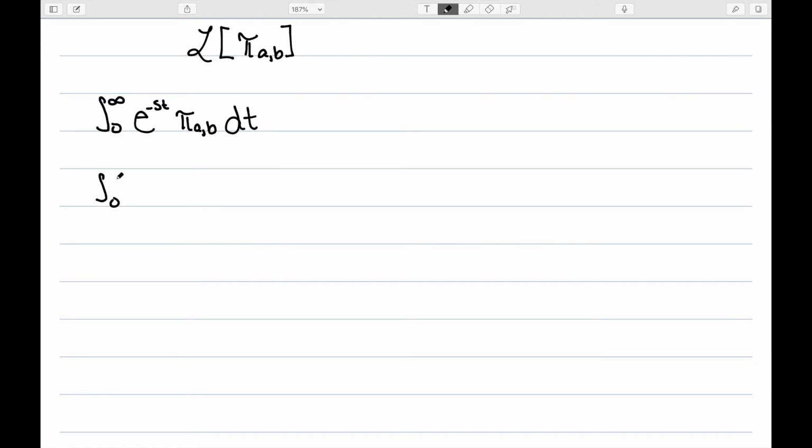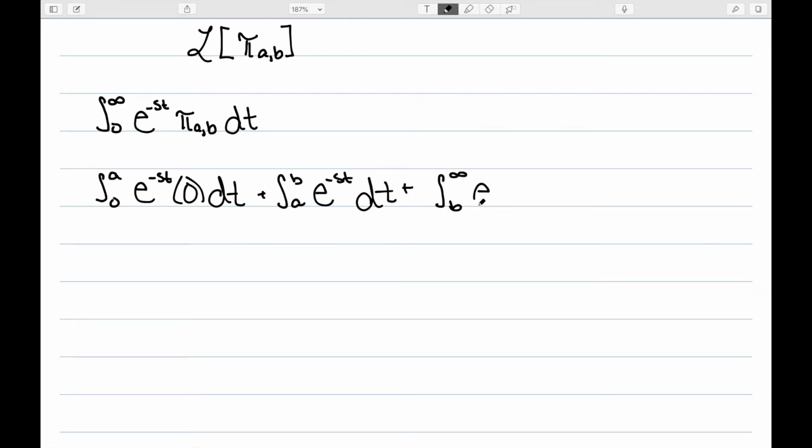This will be defined from 0 to a. I would have the integral of e to the minus st times 0. From a to b, I have e to the minus st times 1. And from b to infinity, I have e to the minus st times 0. So my first and third terms are just going to go to 0.